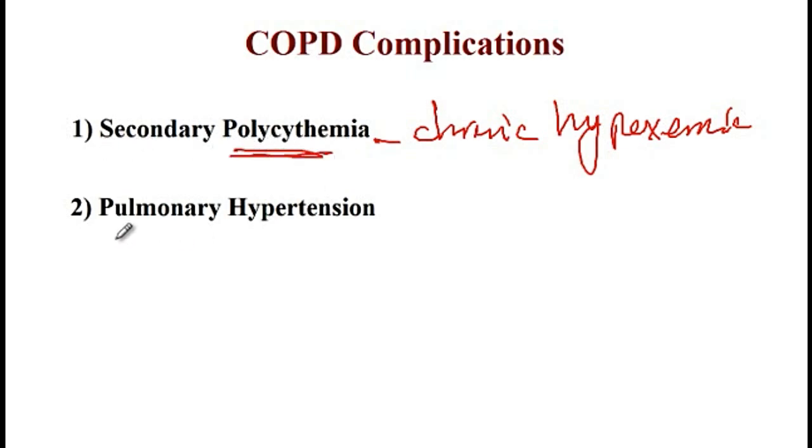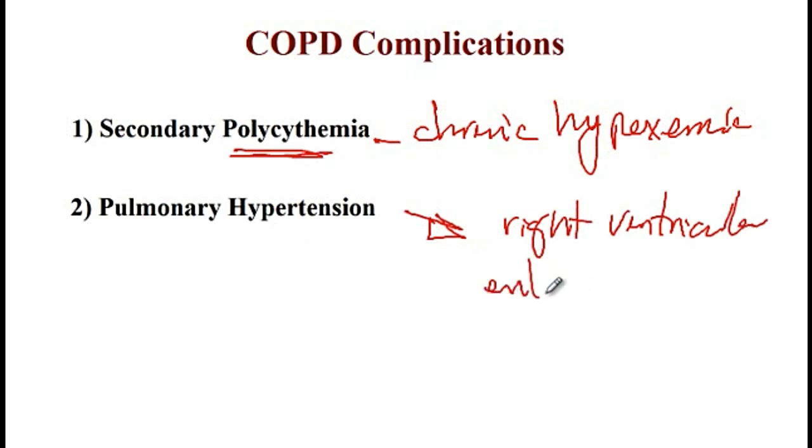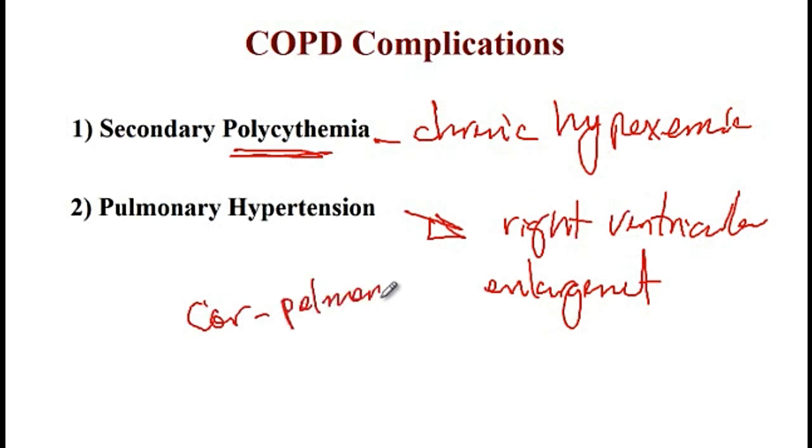In addition, since there is a pulmonary hypertension, there is an increased work of the right heart, as a consequence of which these patients will develop right ventricular enlargement. And this condition, where pulmonary hypertension causes right ventricular enlargement, is referred to as cor pulmonale. And these patients will eventually require heart and lung transplantation.